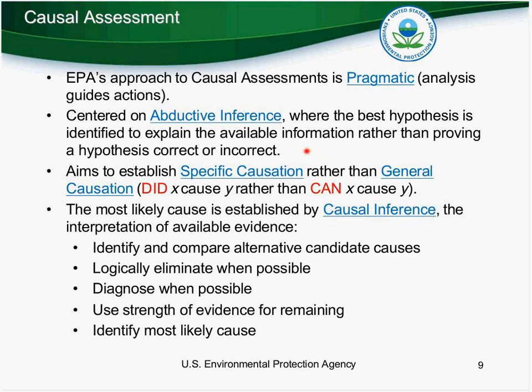rather than proving a hypothesis correct or incorrect. The big difference here is that rather than walking in and saying that we think nutrients cause this impairment, you walk in saying, I don't know what caused the impairment, so I'm going to look at everything, rule out differences where I can, and isolate those that may be responsible. We aim to establish specific causation rather than general causation. That's the previous point: did X cause Y, rather than can X cause Y? And at the end, the likely cause is established by causal inference and interpretation of available information.